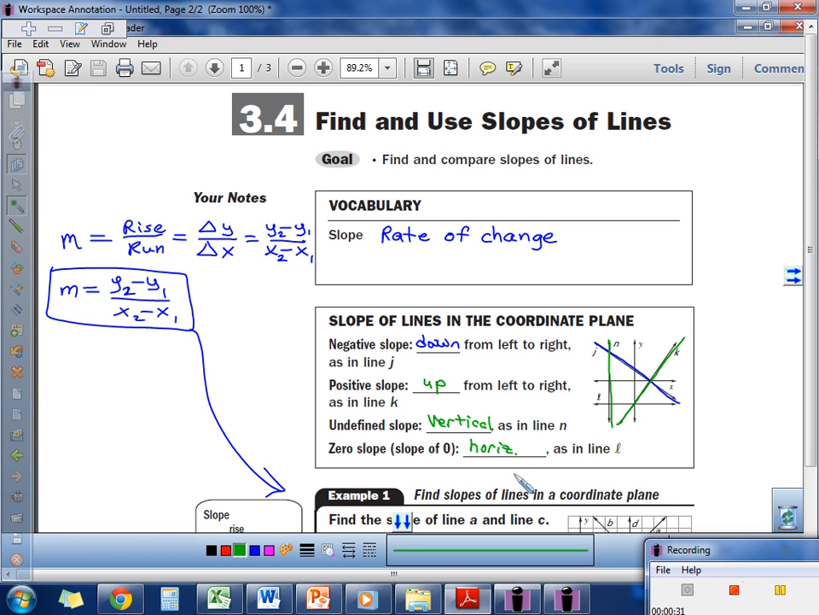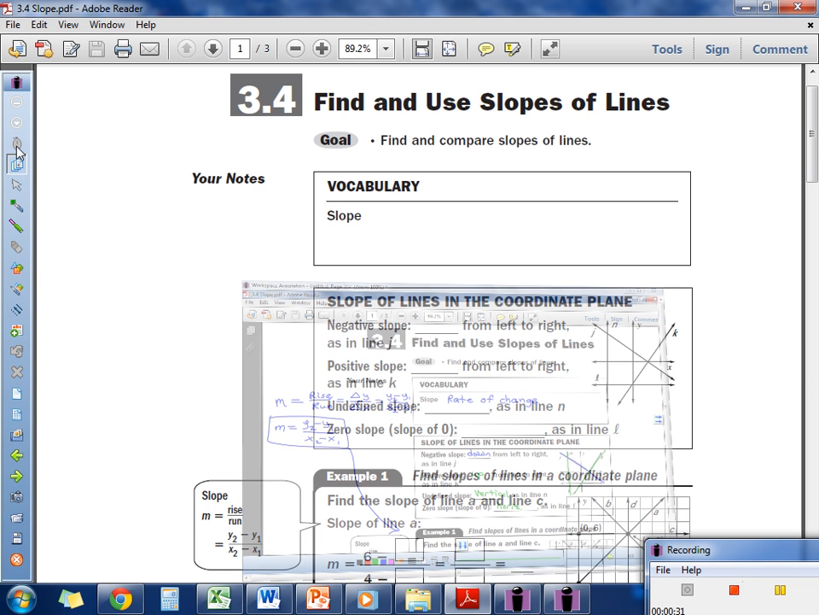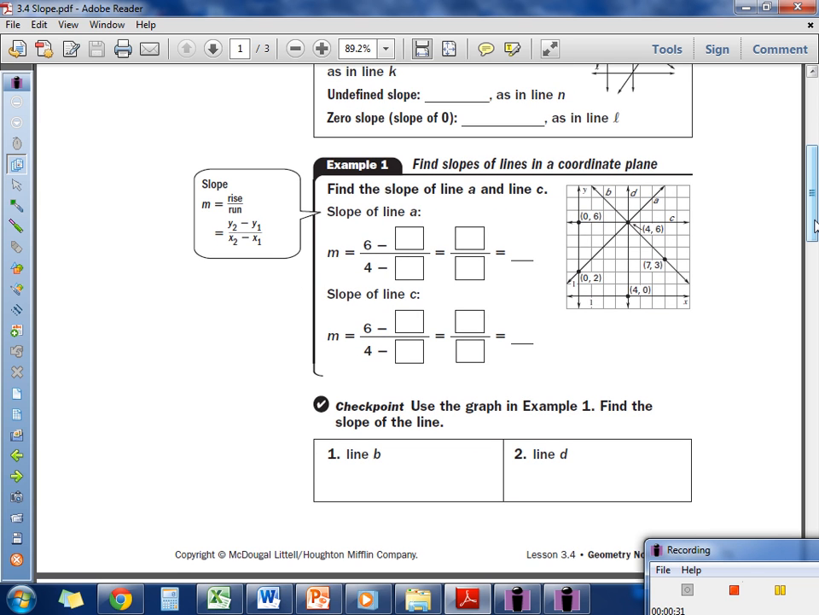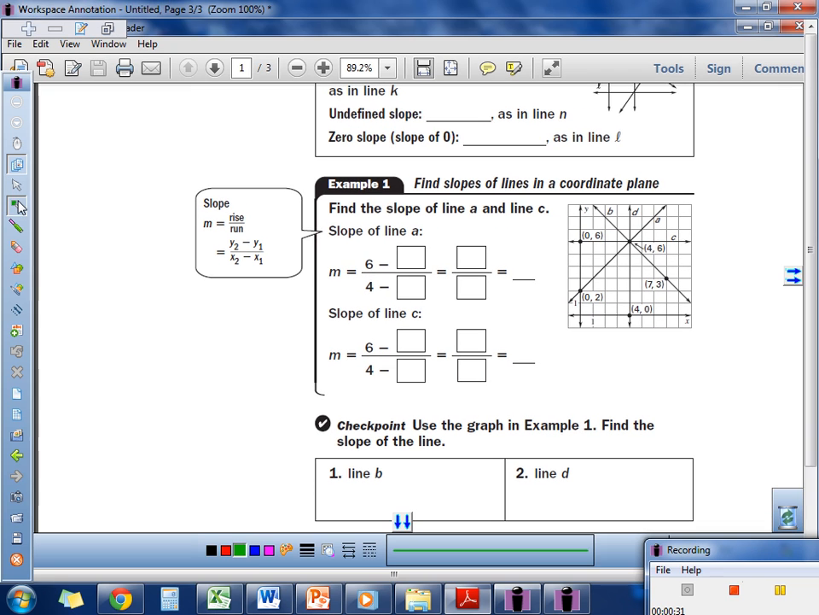Vertical is undefined. You can't walk on a wall. I can walk on the floor. That's zero slope. It's flat. It has no slope. That's easy. That's what you got to get into your brain. The next thing we got to do is try a couple with the slope formula. So first thing we got to remember is here's our little formula.